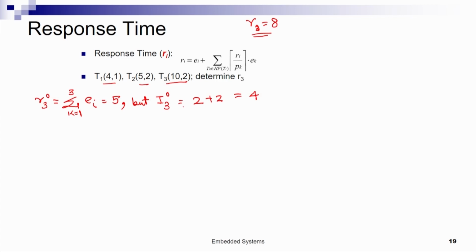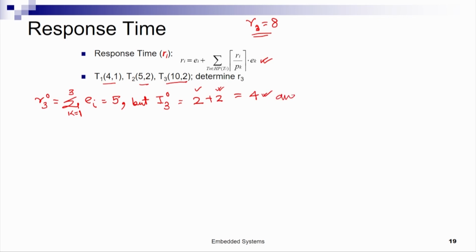Why? Because it is the summation. If we see what it becomes for I30, R_i is 5. So 5 by 4, ceiling, becomes 2, and 2 into 1. Therefore, the interference caused by T1 is 2. Then, for T2, the ceiling of 5 by P2 becomes 1, so 1 into 2 equals 2. So the interference caused by task T2 is 2. The total interference caused by higher priority tasks is 4.